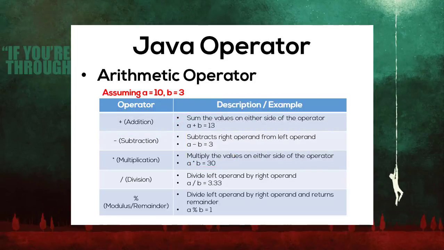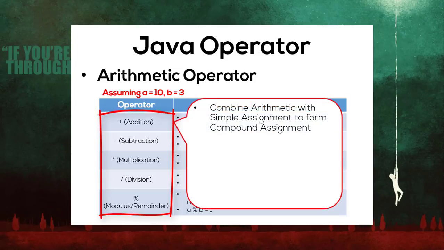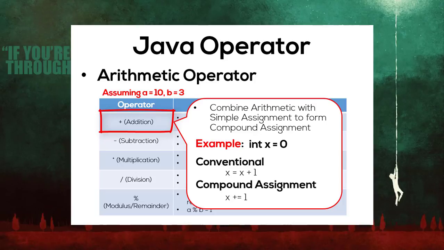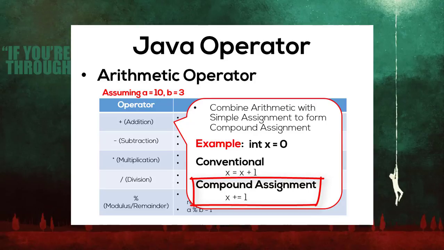Other than that, we can also combine the arithmetic operators with the simple assignment operator to form compound assignment. Let's take the additive operator as an example, assuming we have declared and initialized a variable named x with the value of 0. So to increase x by 1, we can either use the conventional approach where x equals x plus 1, or we can use the compound assignment approach where x plus equals 1. Both of these statements will basically do the same thing, and that's to increase x by 1. The good thing about compound assignment is that it doesn't only make your code look a lot tidier, but also appear to be more professional.